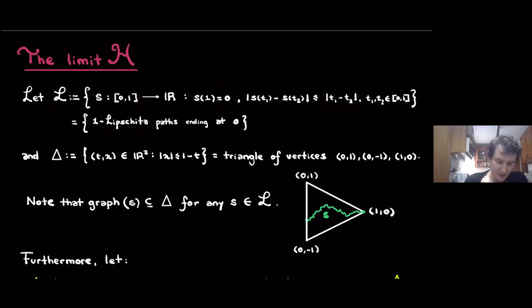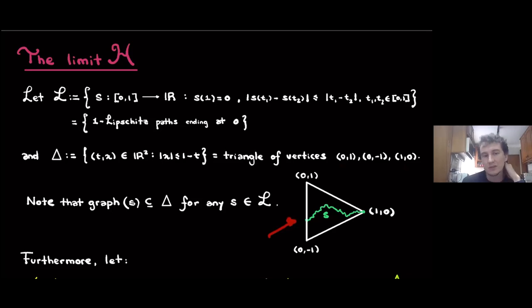Okay, that's my set of paths. And then I want to define a set delta, which is just going to be a triangle in the plane of vertices (0, 1), (0, -1), and (1, 0). So basically this triangle that you see right here.